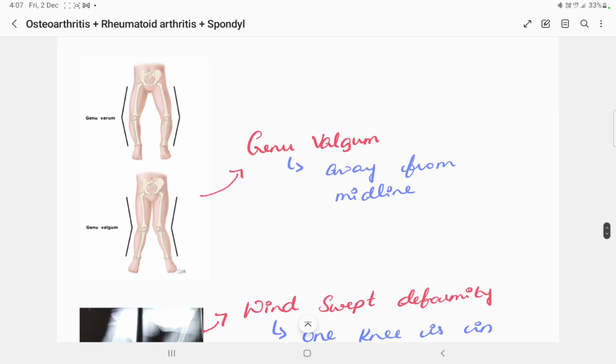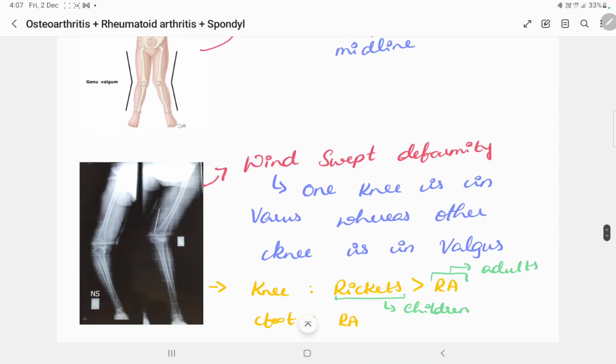Coming to the knee, there will be genu valgum. So valgus deformity is seen in rheumatoid arthritis. Valgus is when the leg portion is away from the midline, as we can see in this image. There's another thing known as genu varum, wherein the leg is towards the midline, and this occurs in osteoarthritis. In rheumatoid arthritis, there is valgus deformity.